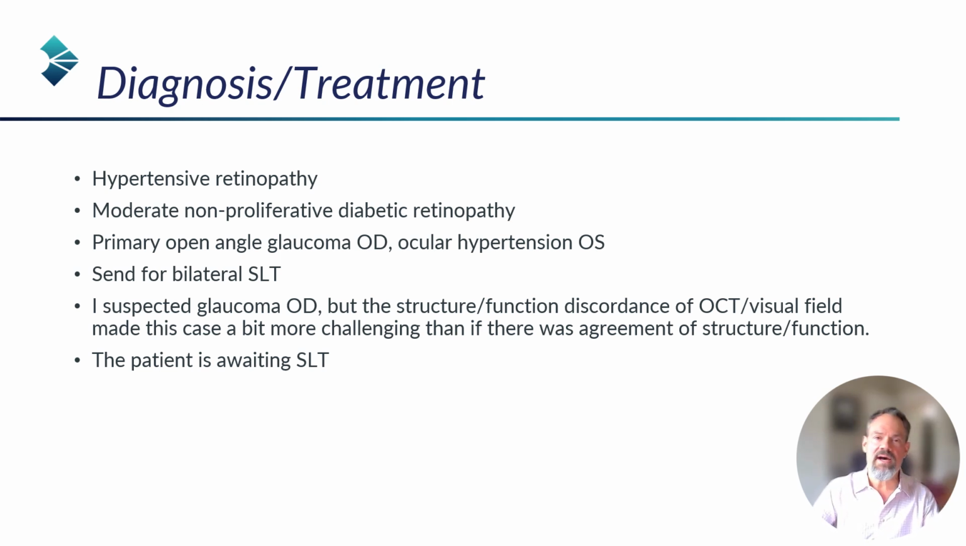And so we made the diagnosis of primary open angle glaucoma in the right eye, kept it as ocular hypertension in the left, and we sent her for bilateral SLT, and that's kind of where we stand. We are waiting for this patient to have SLT as of today.